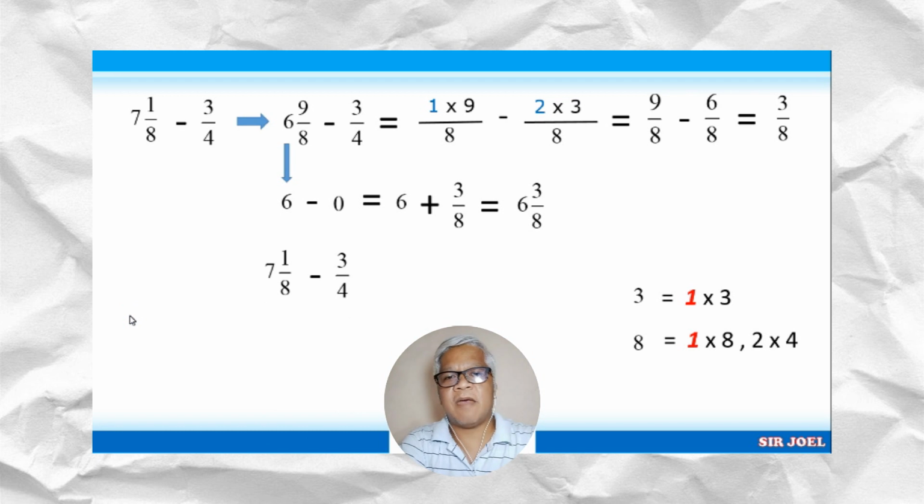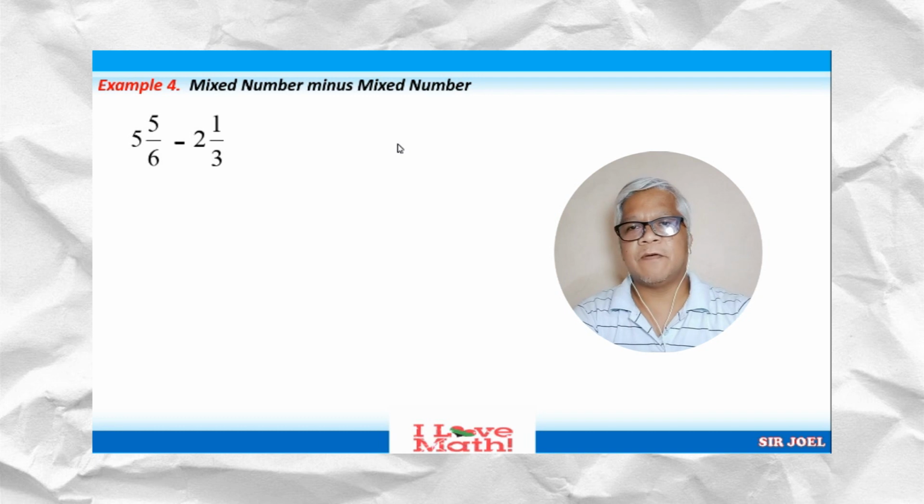Therefore, 7 and 1 over 8 minus 3 over 4 is equal to 6 and 3 over 8. And this is our final answer. Ayos? Example number 4: 5 and 5 over 6 minus 2 and 1 over 3. The given denominators are 6 and 3.